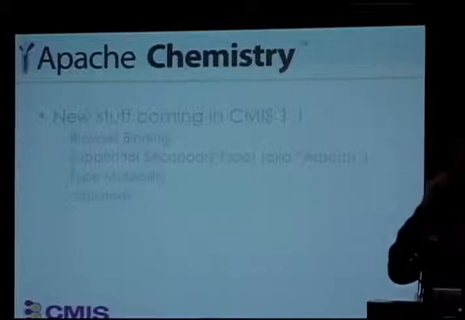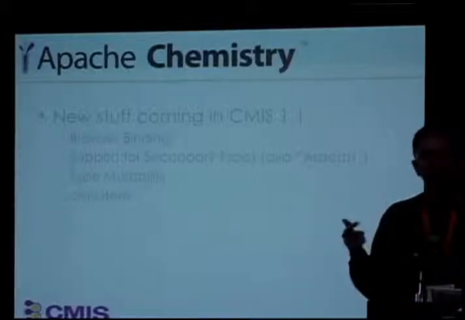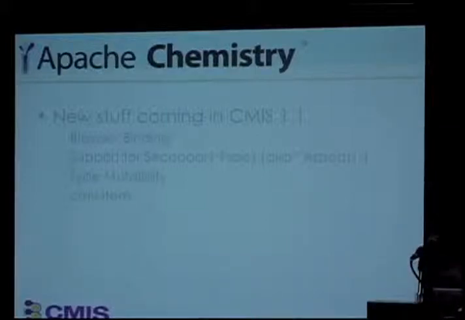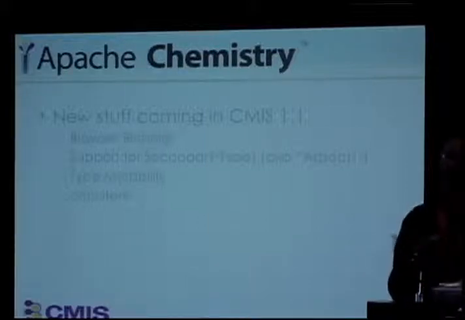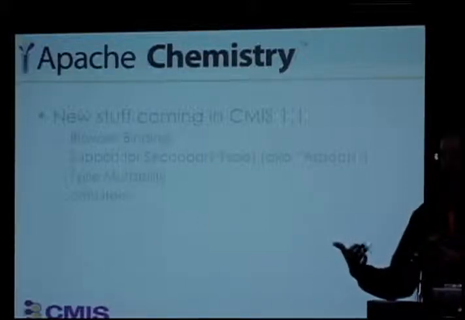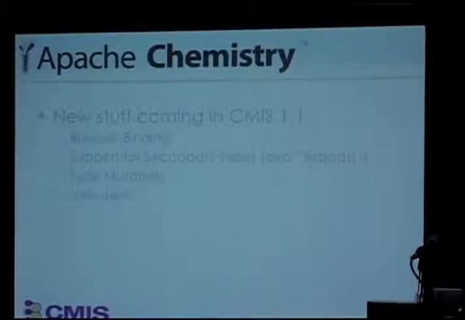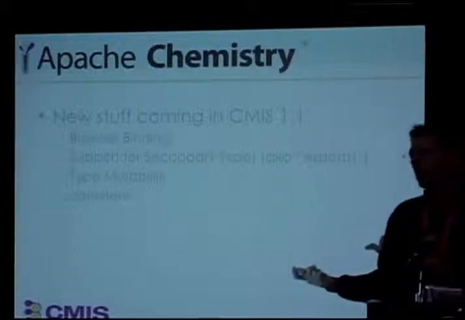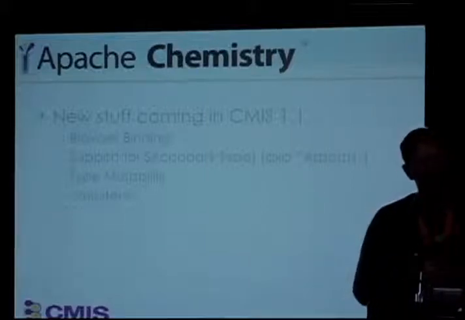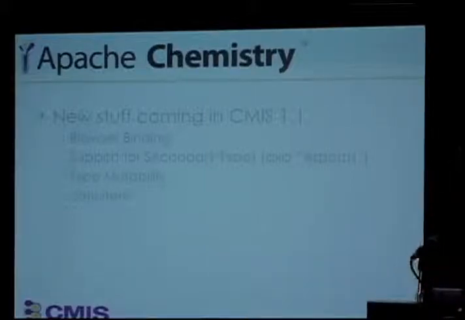So this is nice because that means your end users, if you write a solution that's based on CMIS, with 1.0, you'd have to give them a set of type definitions in whatever that native repository understood, and they'd have to go install that and configure that. And with 1.1, you should be able to inspect the repository, see if the types that you need are there, and if they're not there, you should be able to create those new types through the API. So that's type mutability.